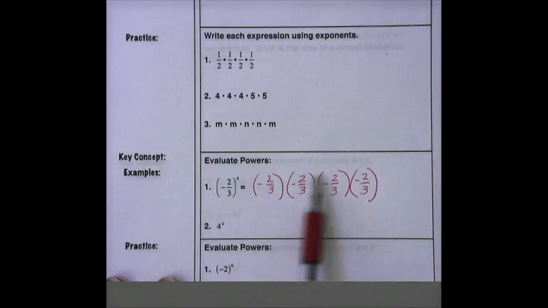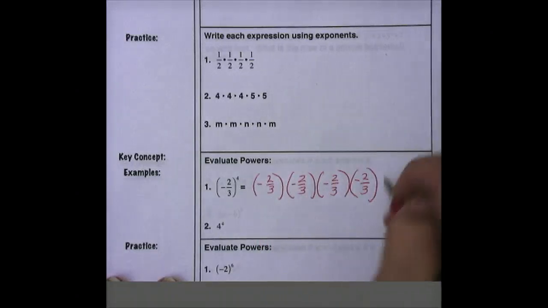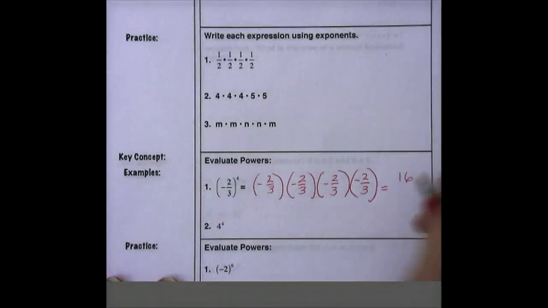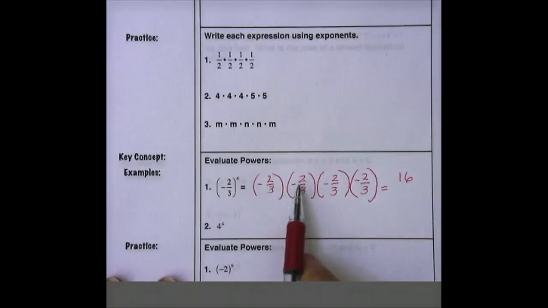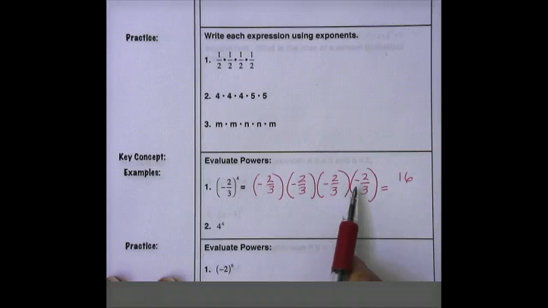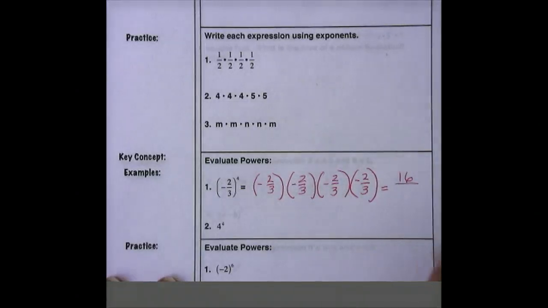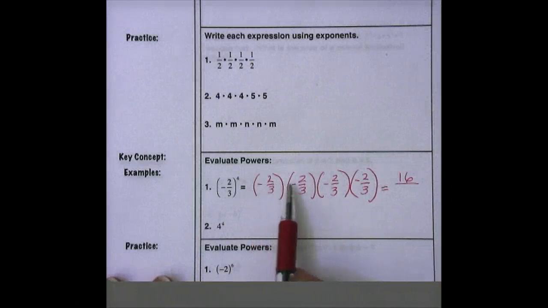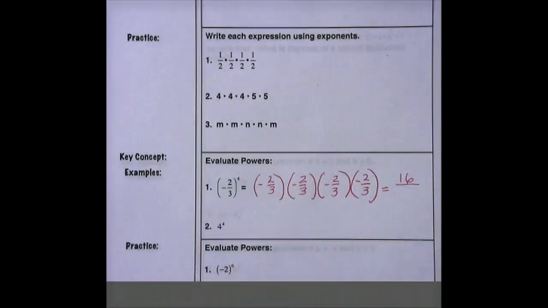So 2 times 2 times 2 times 2 is 16. Now let's think about it. We've got a negative times a negative, that becomes a positive. We multiply by another negative, it becomes a negative. We multiply by another negative, it becomes a positive. So our answer will be positive. Remember that we talked about earlier that if you have an even number of negatives, then your answer is positive. Here we have 4 negatives, which makes our answer positive.